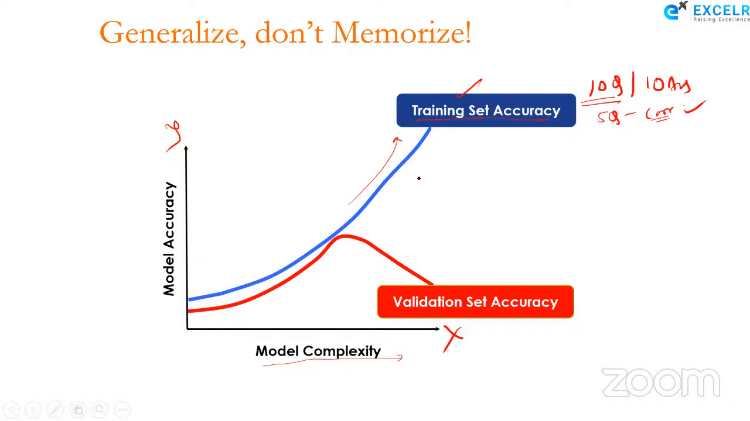But your real crux, your real talent is tested in the final exam. Here your test, it is also called validation. Test as well as validation are one and the same. So test accuracy or validation set accuracy is nothing but the unseen data. How does your model perform on unseen data? If your model is able to perform well on unseen data, it means that it has captured the underlying pattern.